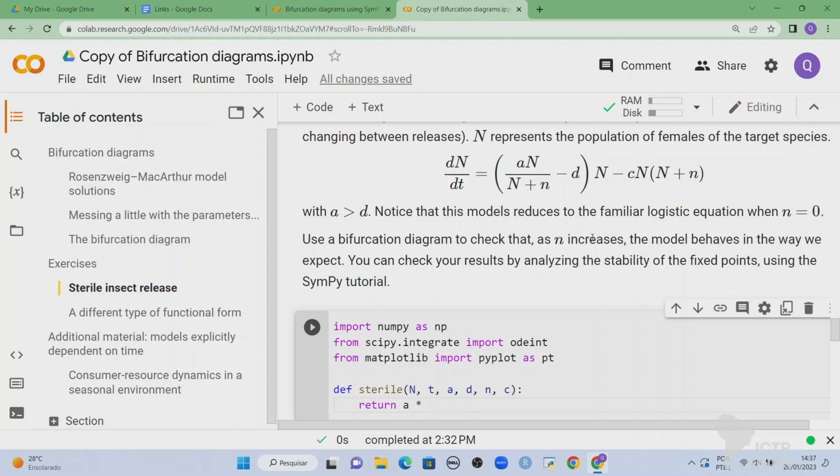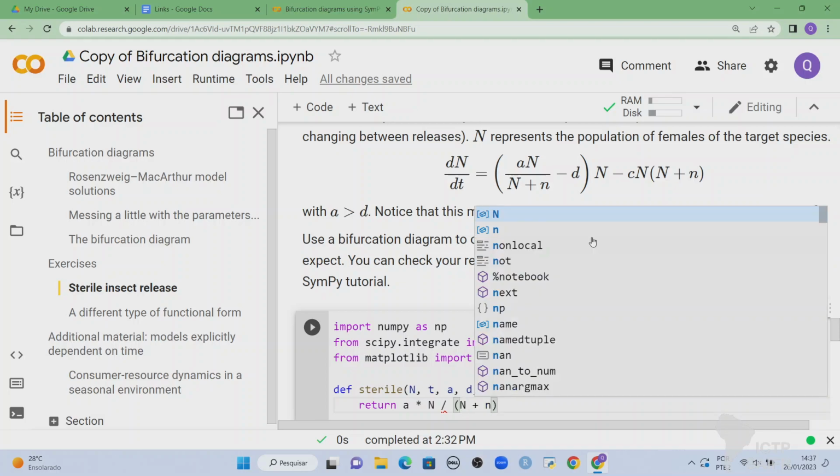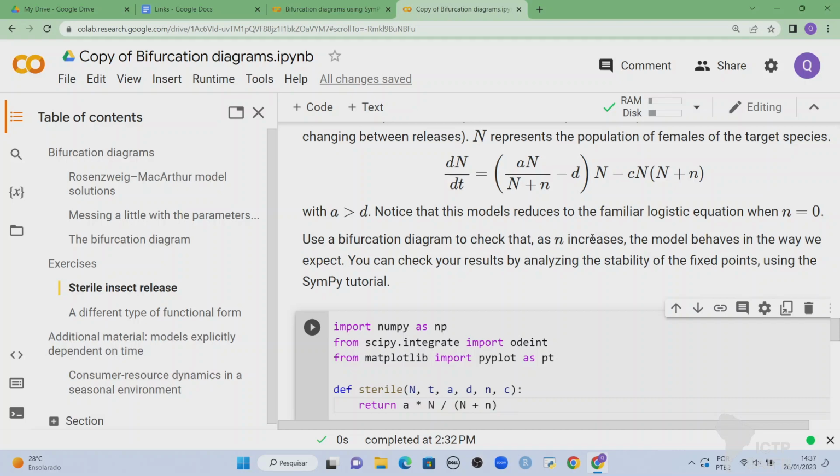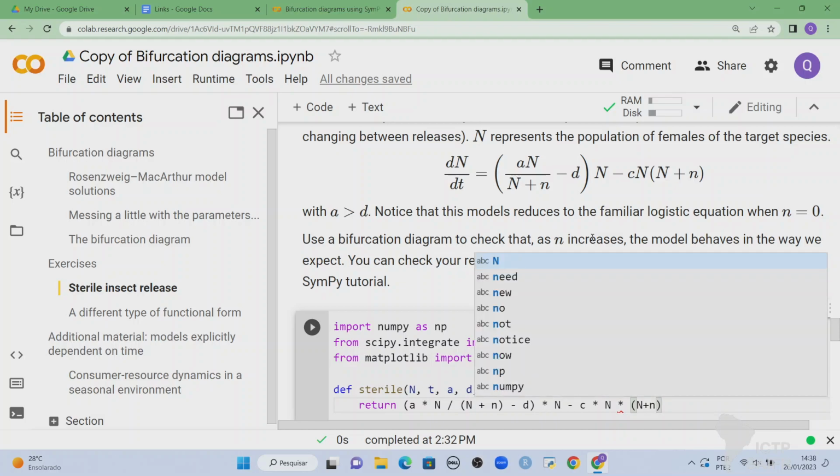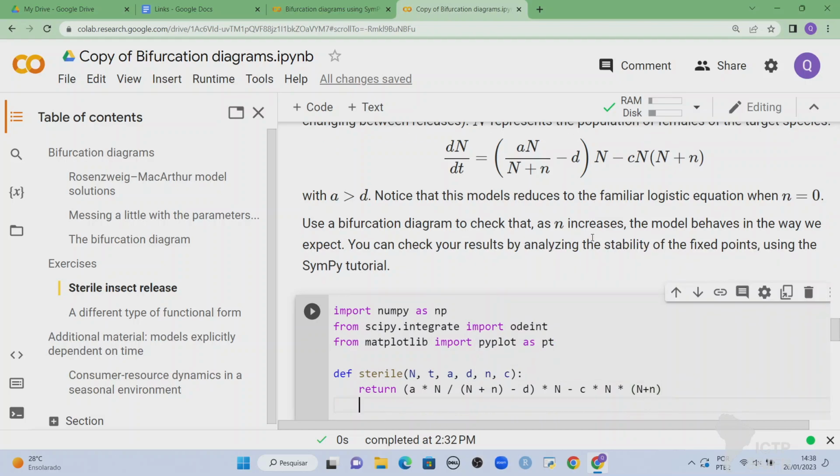So A times n divided by n plus n over here, and all of this minus G, all of this times n, and then the other term, minus c times n times n plus n. So far so good? Okay, so this is the equation.